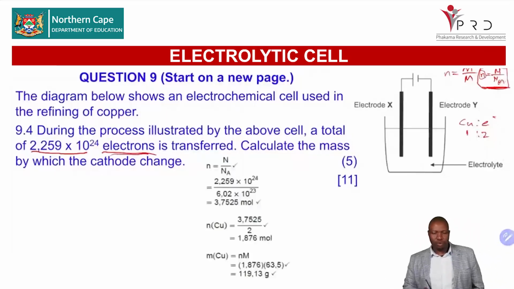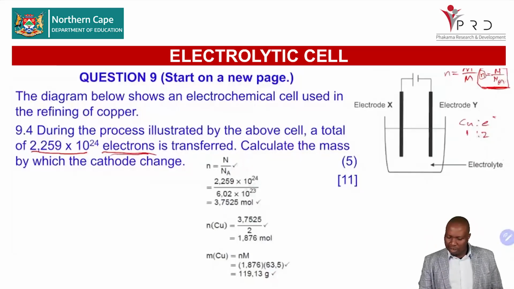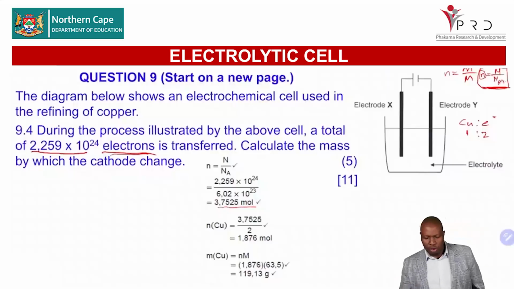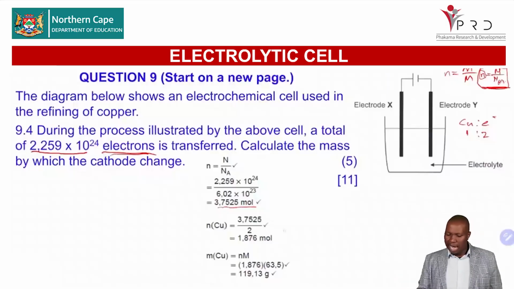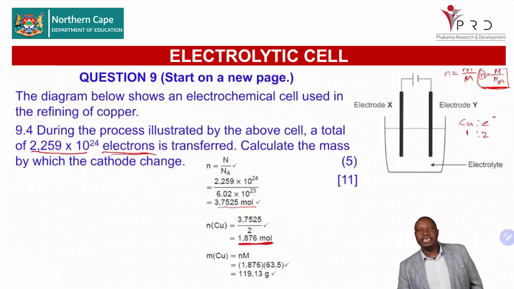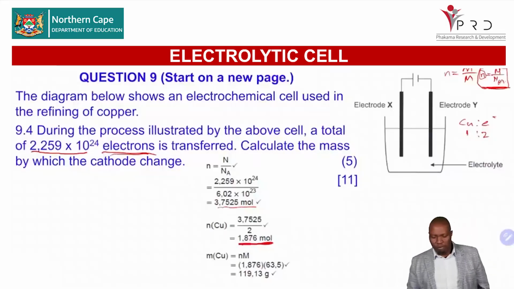And then, without wasting time, definitely you're going to say, I'm given the number of electrons. You substitute the number of electrons, and then you substitute the Avogadro's number, and then you are going to get your answer, which is 3.7525. And then you are going to use the mole ratio to say, okay, for 1 mole of copper, I have 2 electrons. So I must definitely divide here by 2 to get the number of moles of copper as 1.876. So that is the number of moles of copper.